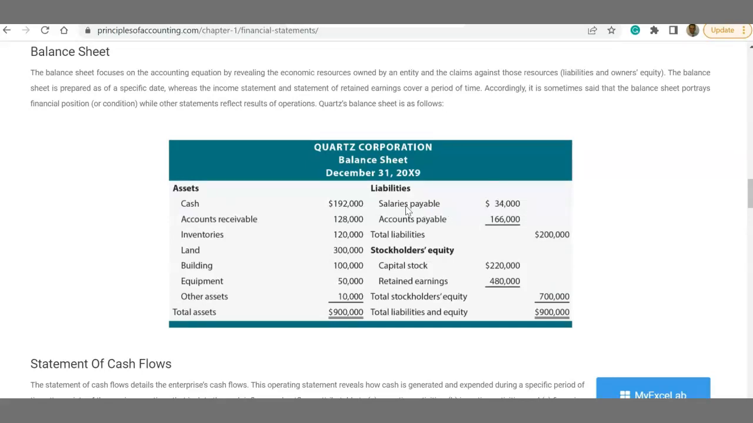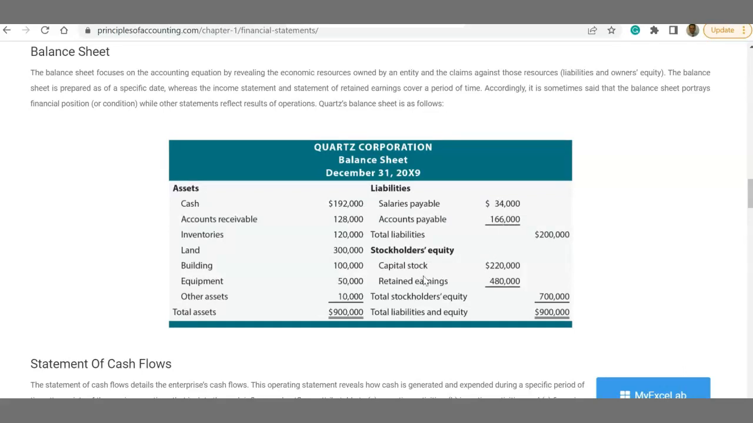Liabilities: anything that needs to be paid within the next year goes at the top. So salaries payable and accounts payable go at the top. If there is a mortgage payable, then mortgage payable goes at the bottom after accounts payable. But any most recent liabilities that need to be paid within the next year or less, those are current liabilities, and they go at the top.